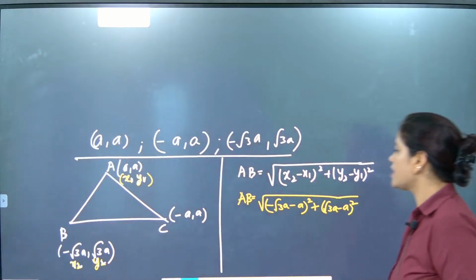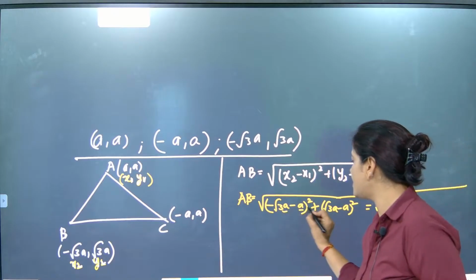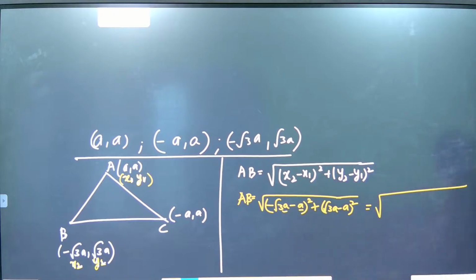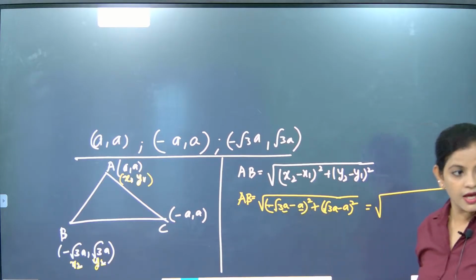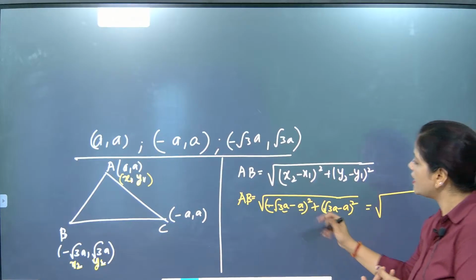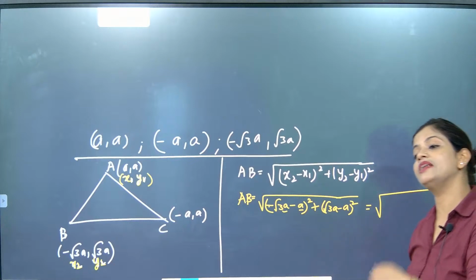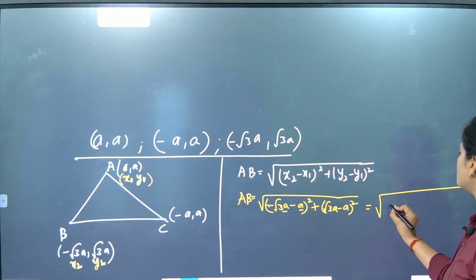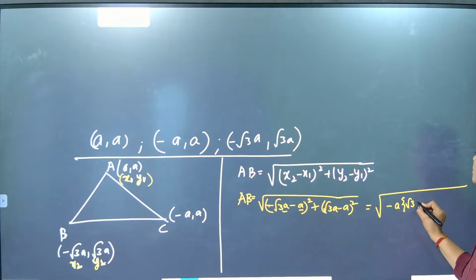Okay, so now look here. Right now what we have is, can you see better? Here a is there, here a is there. Can we take a common outside? Here it is minus root 3a and here it is minus a. Can we take out minus outside here? If I take out minus a, what is present inside here is root 3 plus 1. Then outside we will put the square.